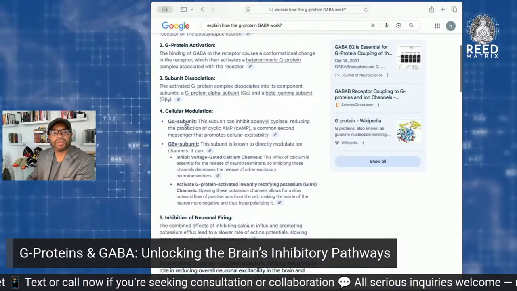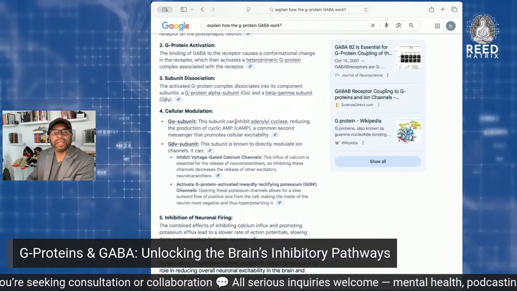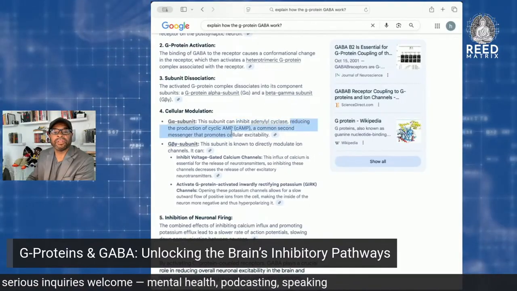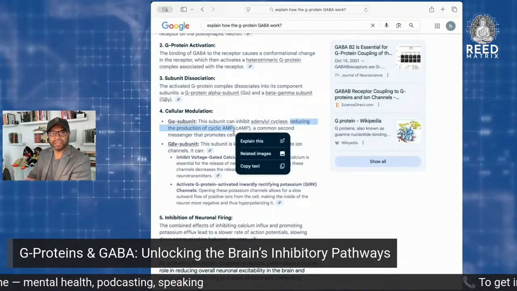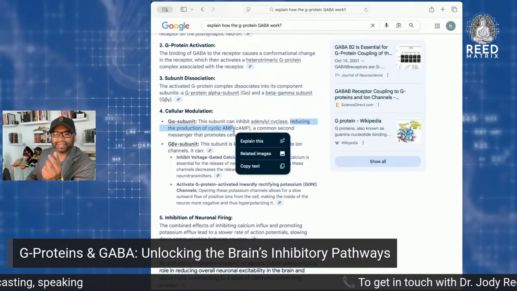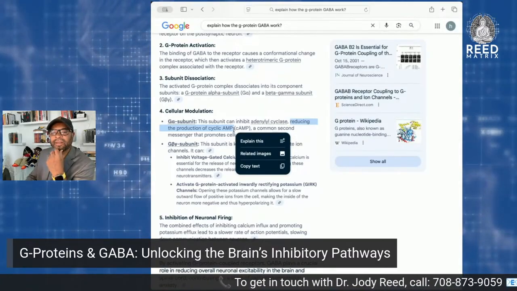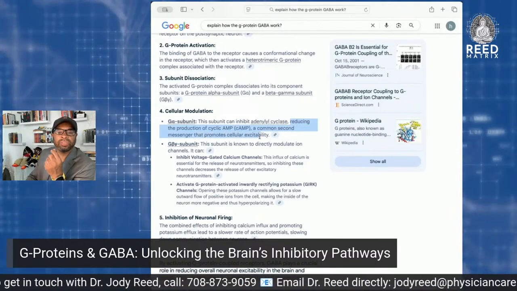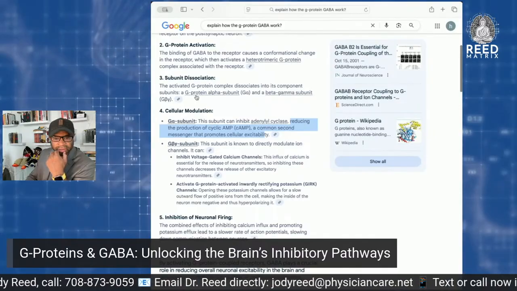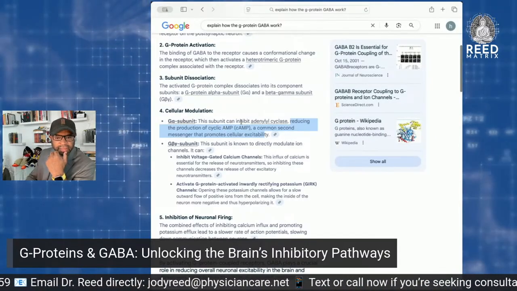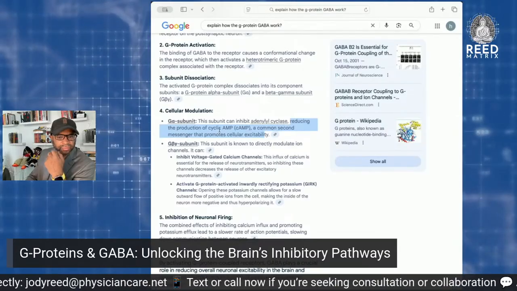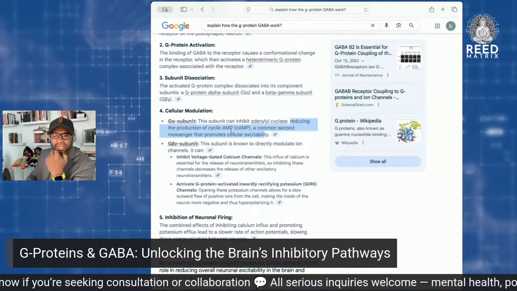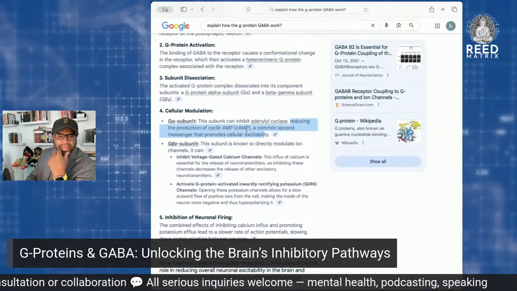Okay, cellular modulation. The alpha subunit can inhibit adenylyl cyclase, reducing the production of cyclic AMP, that's the precursor to ATP, which is the energy source, right? Biochemistry. Cyclic AMP is a common second messenger that promotes cellular excitability. So the alpha subunit inhibits adenylyl cyclase, and this reduces the production of cyclic AMP, that precursor to ATP, which is the energy molecule.